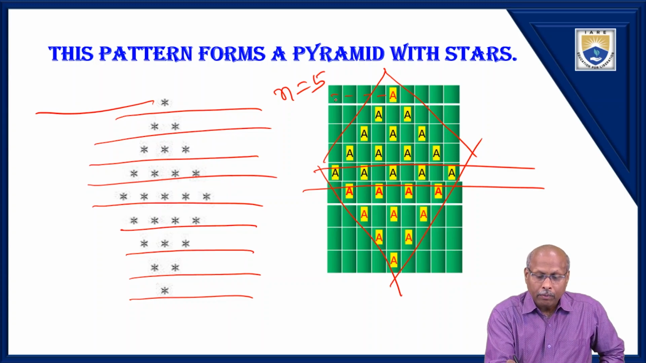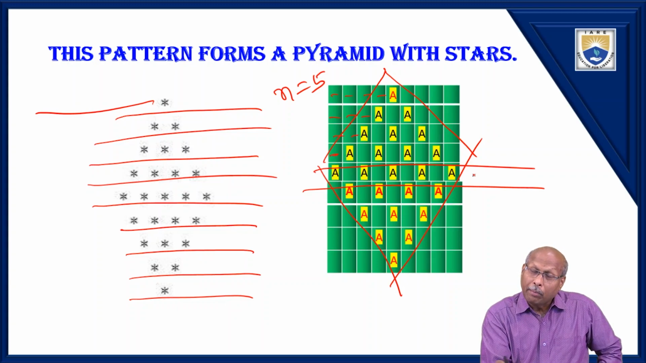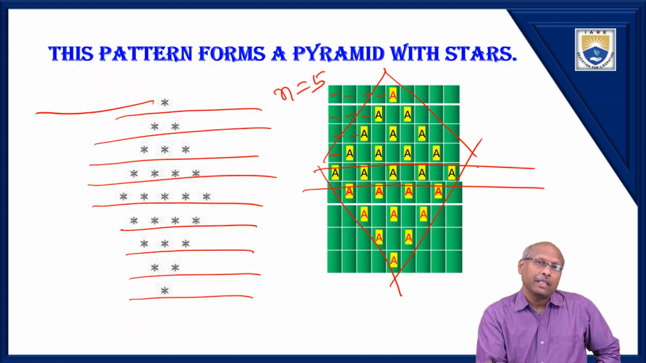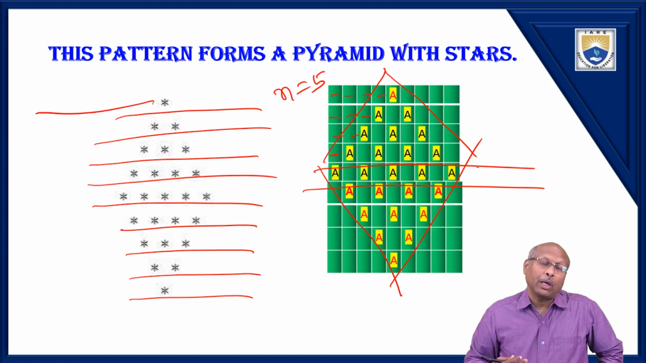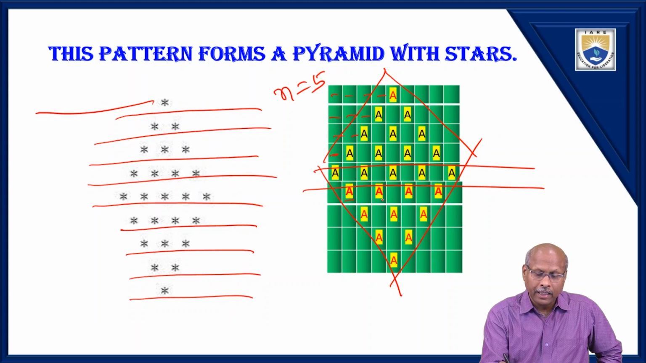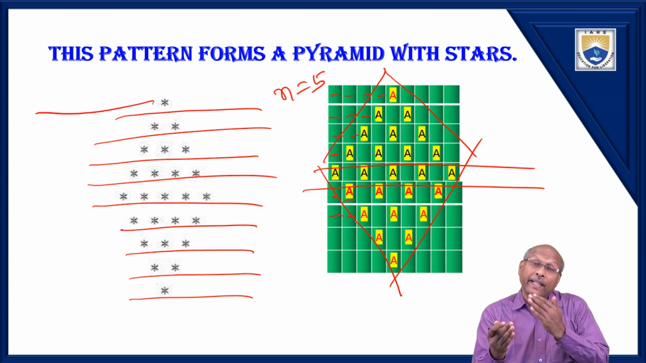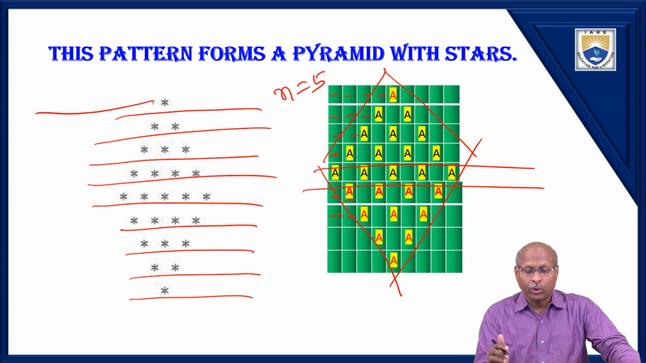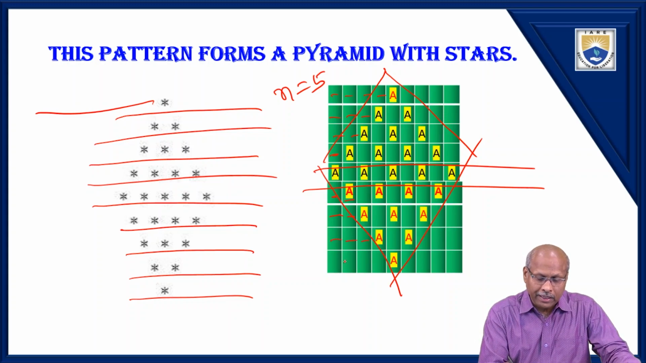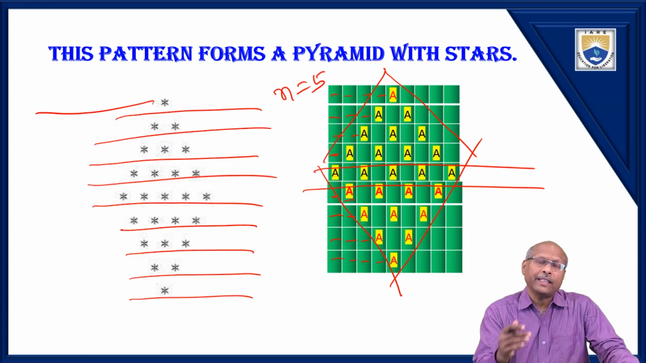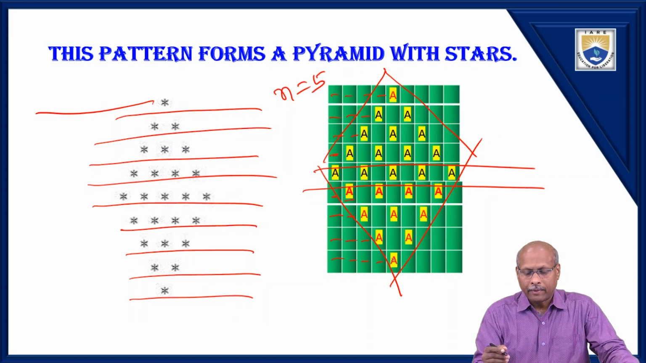So before the first row 4 spaces, before the second row 3 spaces, before the third row 2 spaces, before the fourth row only 1 space, and when you come to the middle, the fifth row, no space. From the fifth row onwards again come downwards: again a single space, then here 2 spaces. That means before printing, you have to calculate how many spaces to print. Once this calculation is correct, then you will get the perfect diamond pattern.